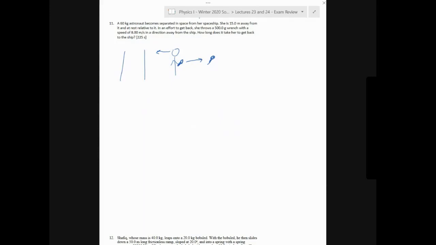It's a momentum question. So initially, the velocity of the astronaut before she throws the wrench is zero. And the velocity of the wrench initially, at rest, is also zero. The mass of the astronaut is given, 60 kilograms, and the mass of the wrench, 0.5, has to be changed to kilograms. Then the final velocity of the wrench is given: 8 meters per second.